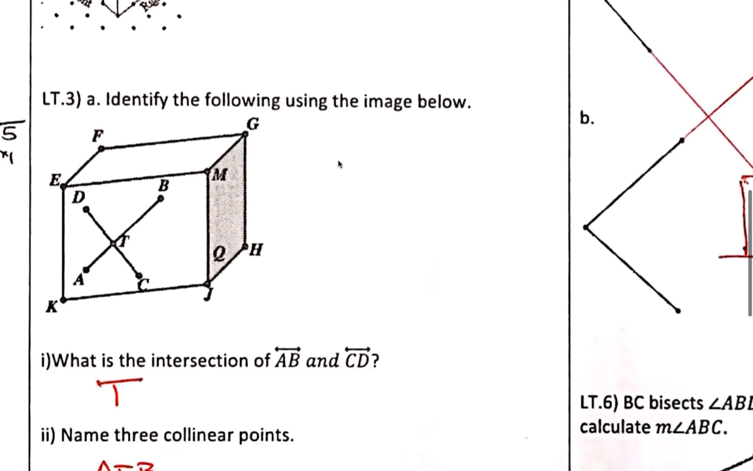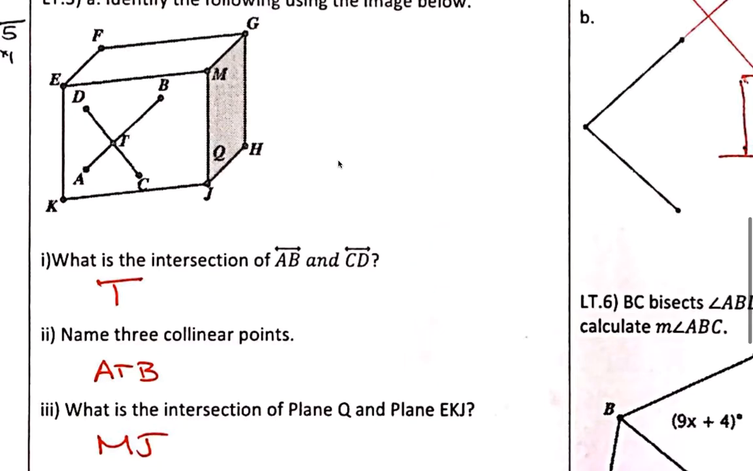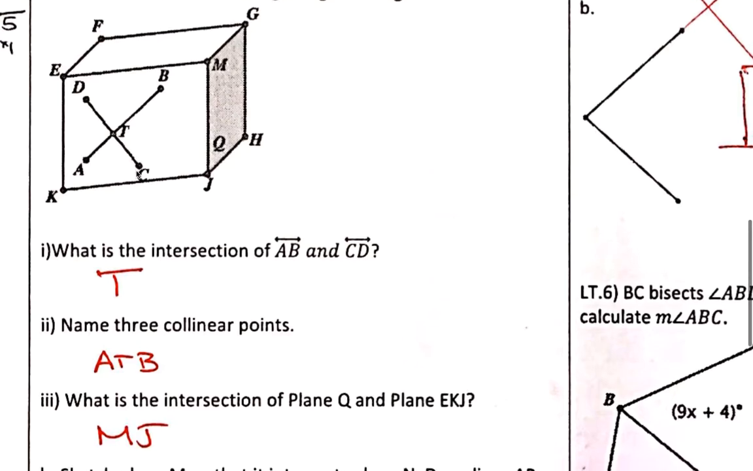Learning target 3, a lot of people struggled with parts on this one on the quiz, and it was much better here on the group test. What is the intersection of AB and CD? Well, here's AB, here's CD. Their intersection is point T. And then 3 collinear points. Well, you could name any 3 collinear points, as points that are in the same line. So I picked A, T, B, but you could also pick D, T, C. Those would also be collinear.